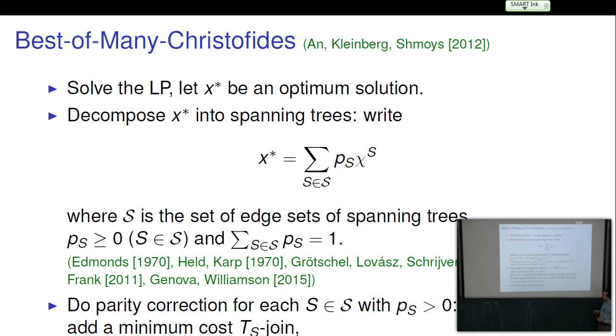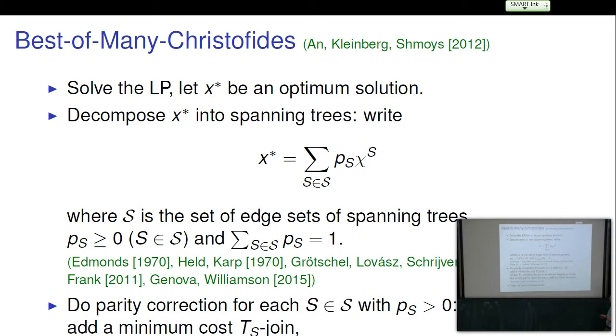Well, you may say this is not a tour, but this is connected and satisfies all the parity constraints, and by the usual shortcutting argument, you get a Hamiltonian ST path that is no more expensive than this. Good. So that's the algorithm, the best of many Christofides, and we will slightly modify it in a few minutes.